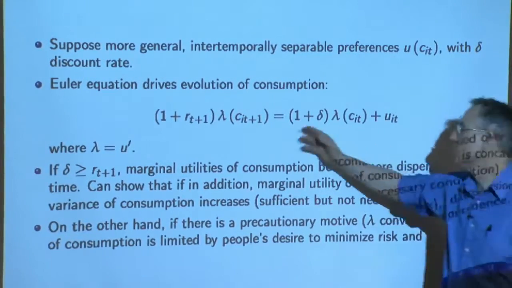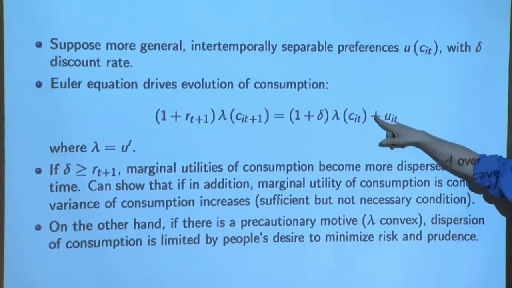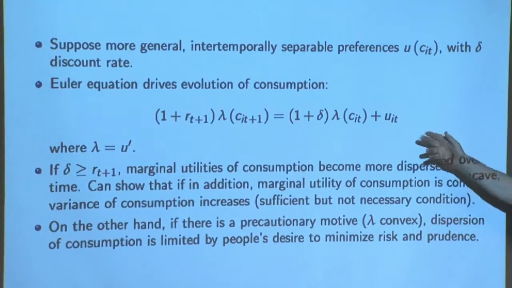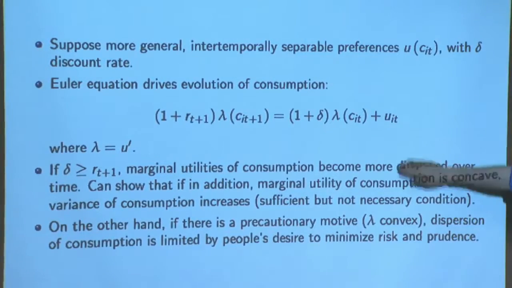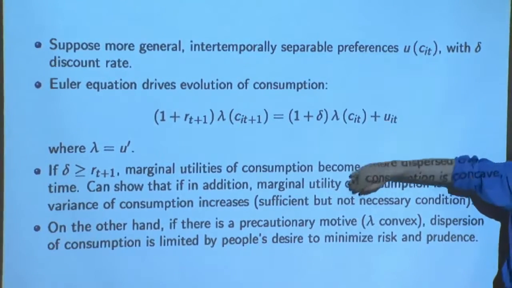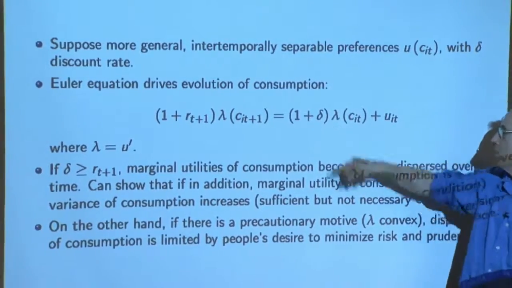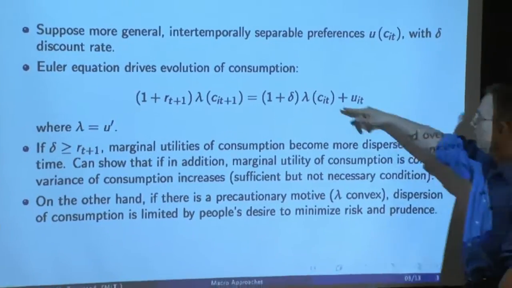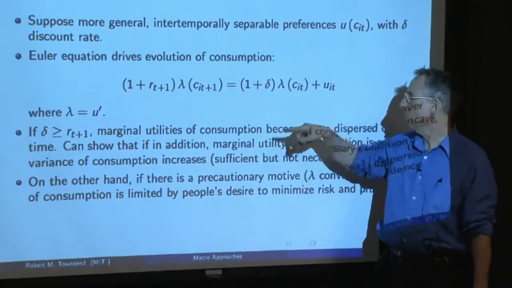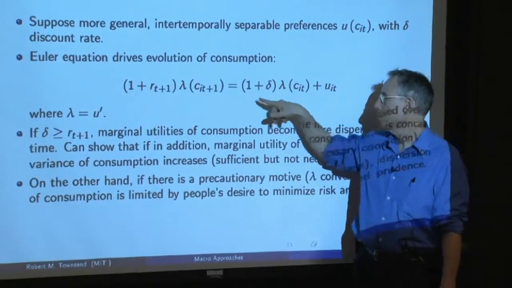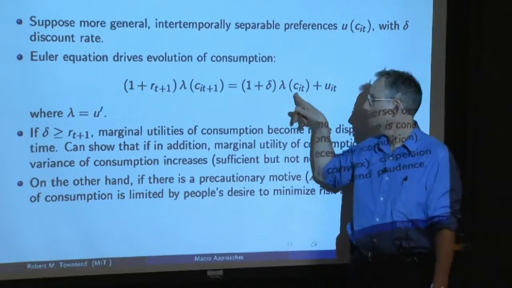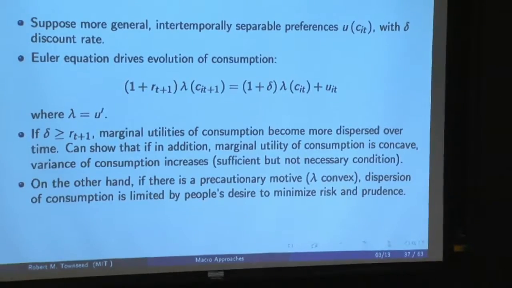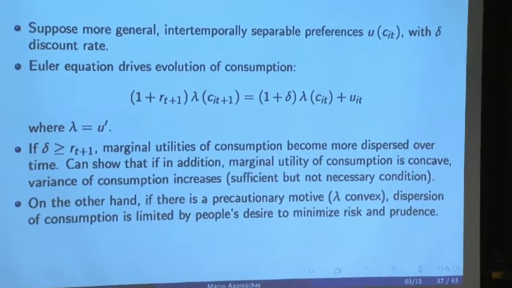You might say, well, where's the expectation operator? Well, instead, this shock is put over here on the right-hand side. So this is like an Euler equation. Now, if this were 0 and the interest rate were equal to this delta discount rate, then basically the marginal utility of consumption, if we could deduce it, would be not going anywhere. It would be the same over time.